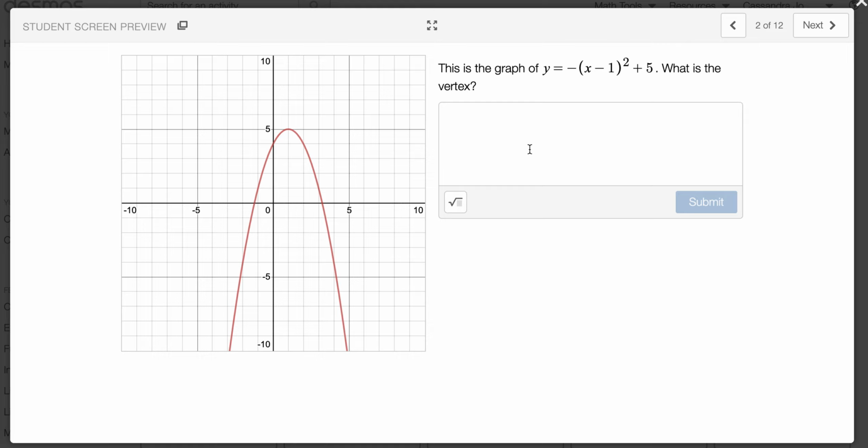So this first one just asks us what the vertex is. So I want you to take a second and think about what the vertex is. You can pause it and then push play when you're ready. So remember, the vertex of these graphs is the very top or the very bottom of the graph. So for this one, our very top would be here at 1, 5. So our vertex is 1, 5.